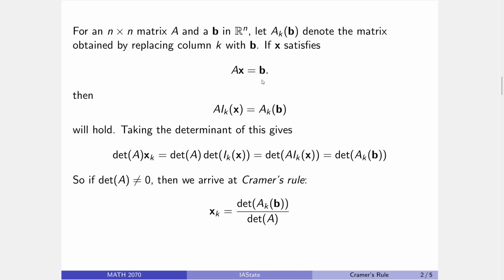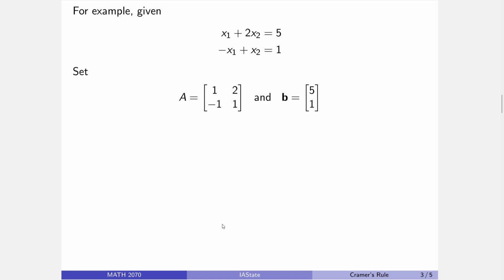So note, we didn't compute the inverse of A. We simply just compute some determinants and we can solve for x. Let's see it in action. So let's say I have the system x1 plus 2x2 is 5, negative x1 plus x2 is 1. So here our coefficient matrix is 1, 2, negative 1, 1, and our right-hand side is 5, 1. So I'll create my matrix A1(b), where I replace column 1 with the vector b, and A2(b), where I replace column 2 with the vector b.